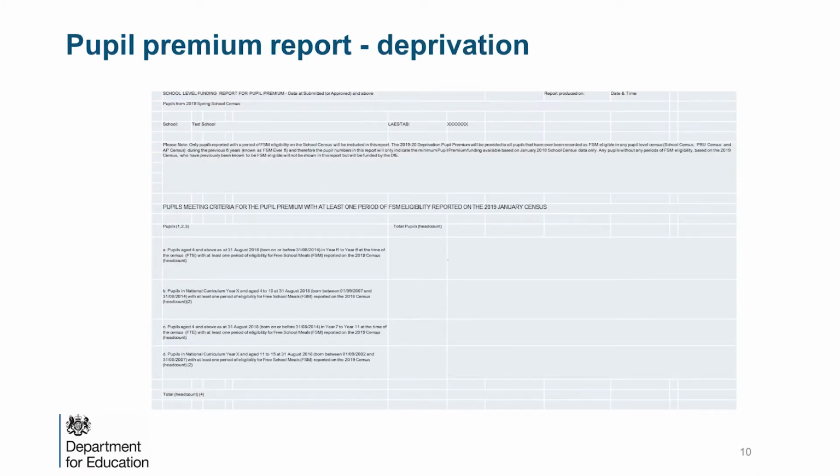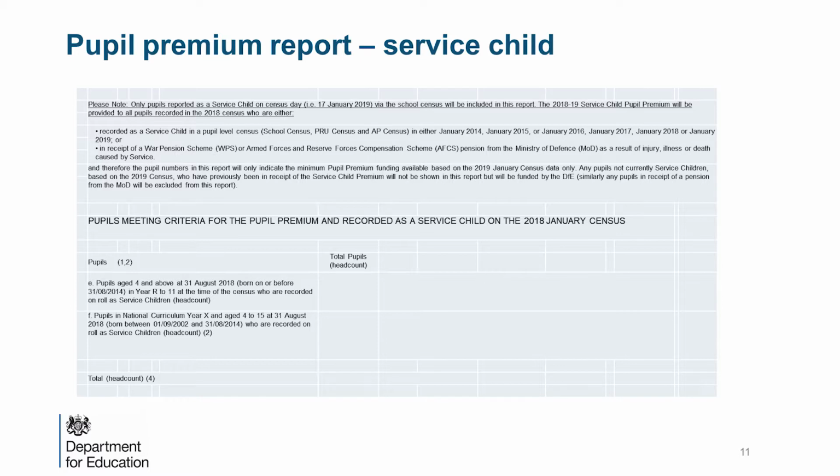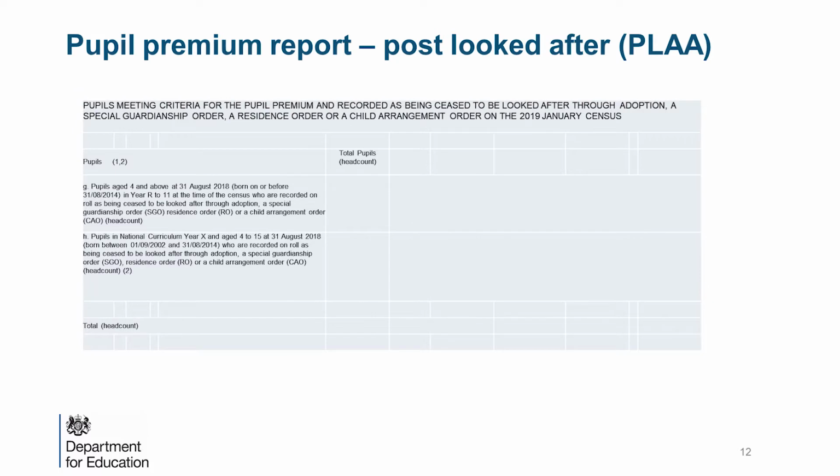The Pupil Premium Report is aimed specifically at the data collected via the school census, and it will allow you to check and verify the data contained in your spring school census, which will feed into the deprivation, service child and post-LAC elements of the Pupil Premium allocation. Please refer to the Pupil Premium guidance notes available on the school census page on gov.uk.